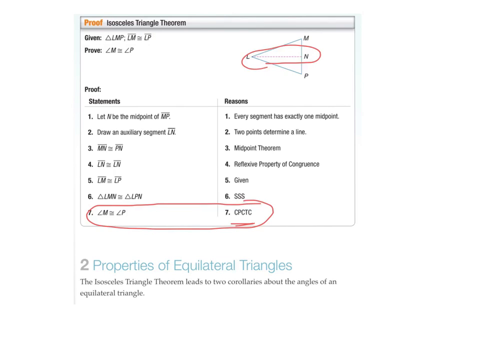Okay, so we can prove this by SSS because it tells you here that LM is congruent to LP. It also tells you that N is the midpoint, so we know that these are congruent, and this is the reflexive property again. So we can prove that LNM and LNP are congruent by the side-side-side theorem. That means that everything else must be congruent. So angle M must be congruent to angle P by corresponding parts of congruent triangles are congruent.